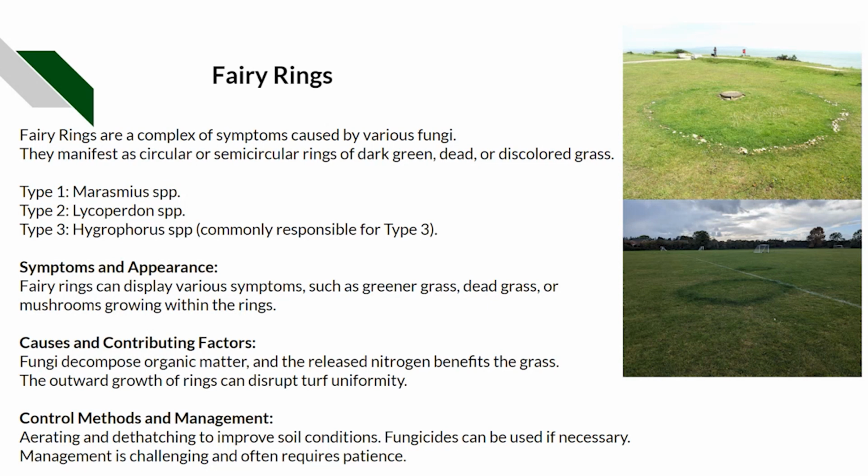The causes and contributing factors. Fungi decompose organic matter and the released nitrogen benefits the grass, and the outward growth of the rings can disrupt the turf uniformity, such as on a golf green or on a sports field. Control methods and management. Aerating and dethatching can improve the soil conditions. Fungicides can also again be used if necessary, but the management is challenging and often requires patience.